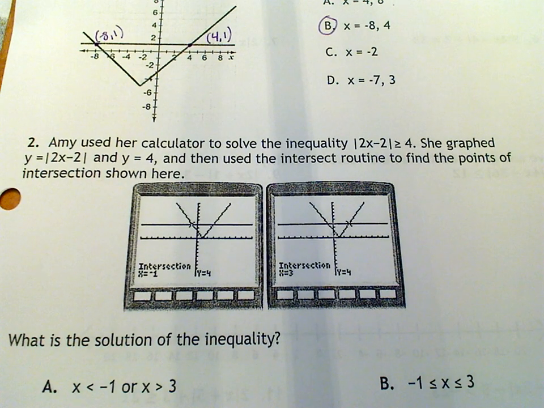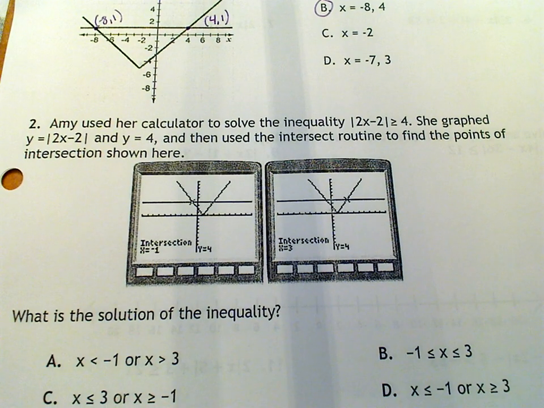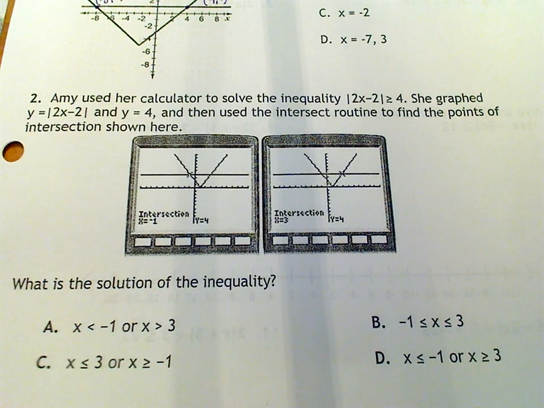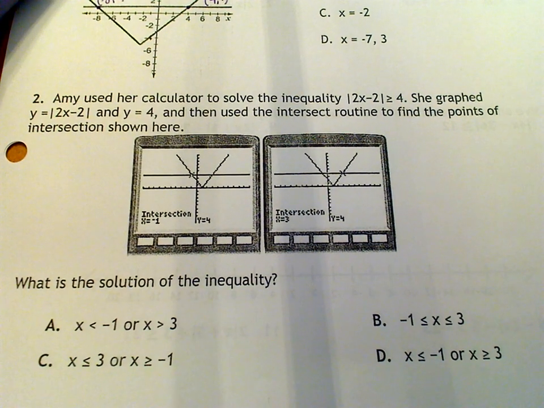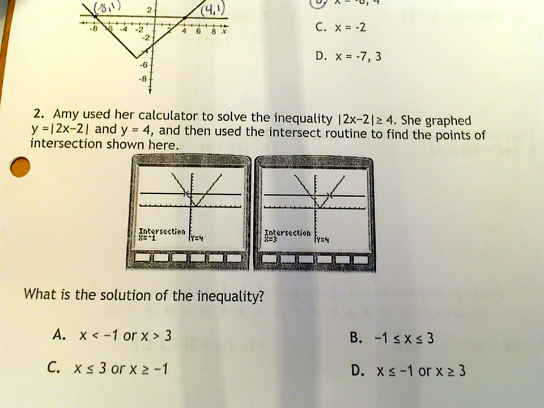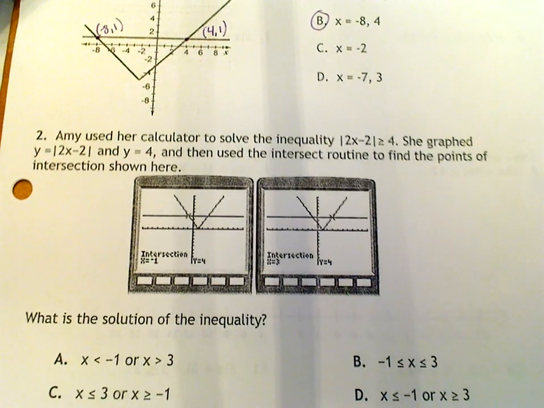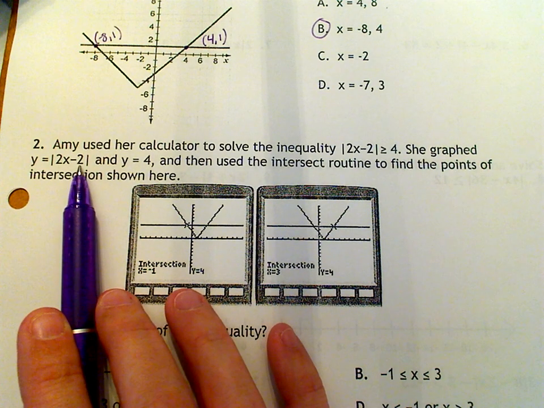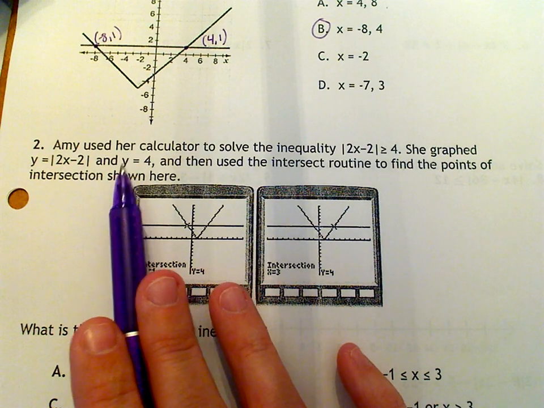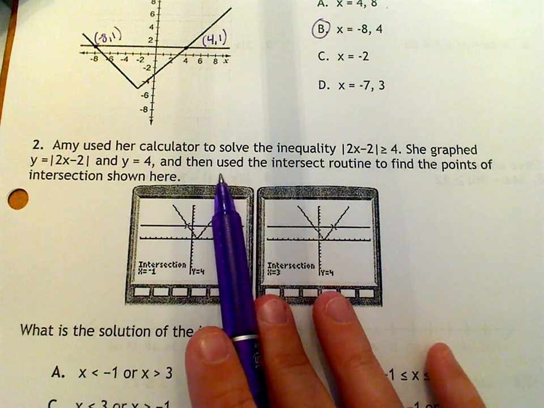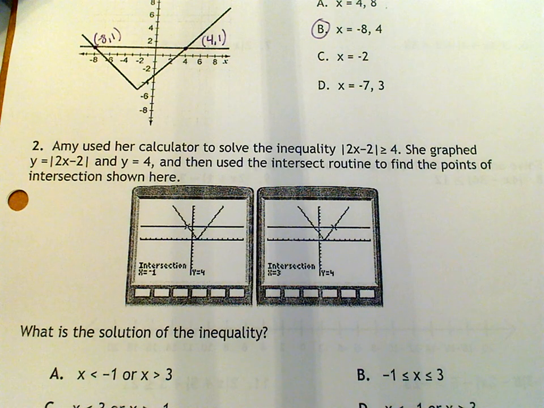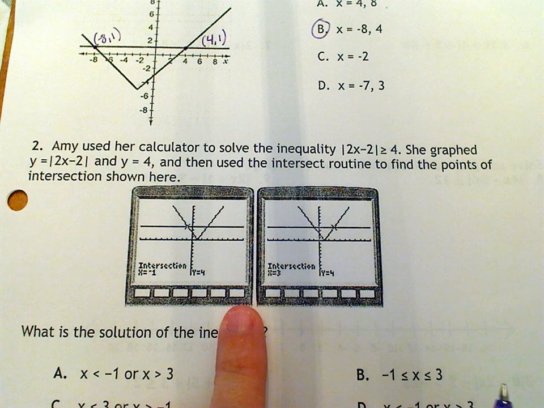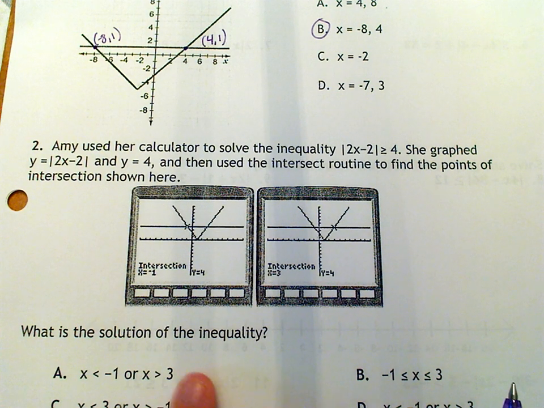All right, now let's look at number 2. Number 2 says, get that on the screen. Amy used her calculations to solve the inequality absolute value of 2x minus 2 is greater than or equal to 4. She graphed the absolute value of 2x minus 2 as y1, and y2 equals 4, and then used the intersection routine to find the points of intersection shown here. So if she was to graph this, this is what it would look like on the calculator. Again, it's asking for the solution.